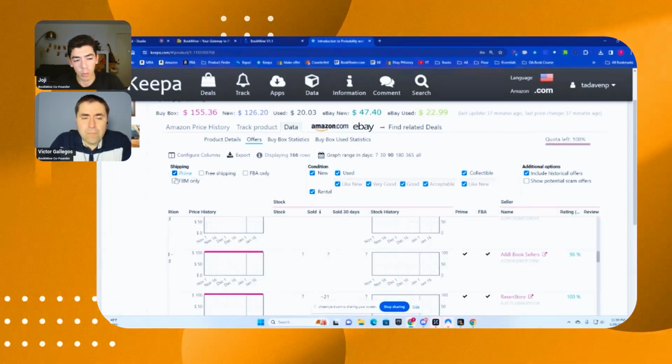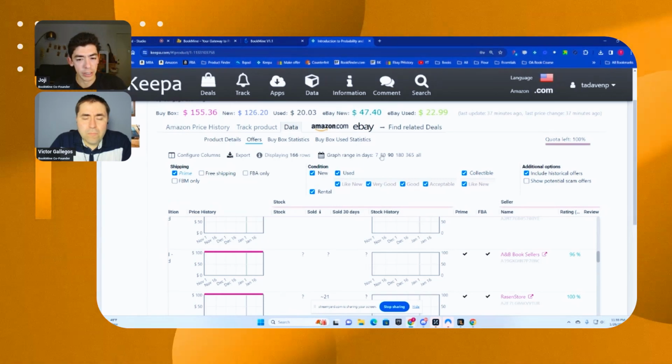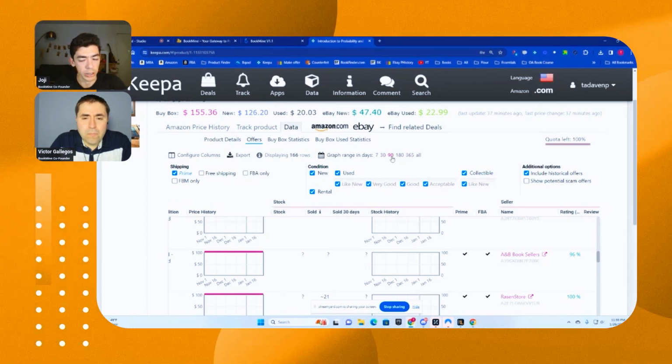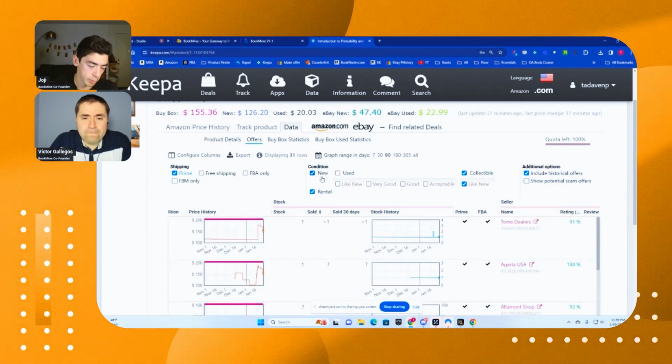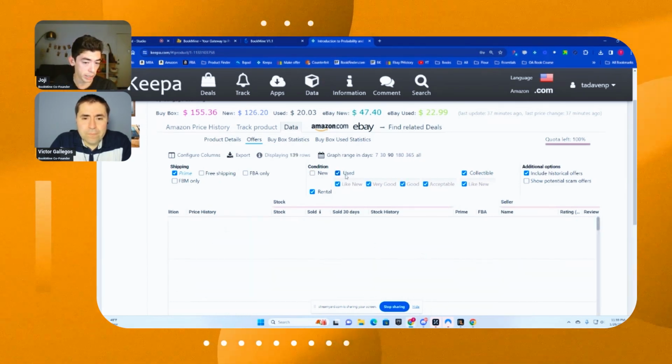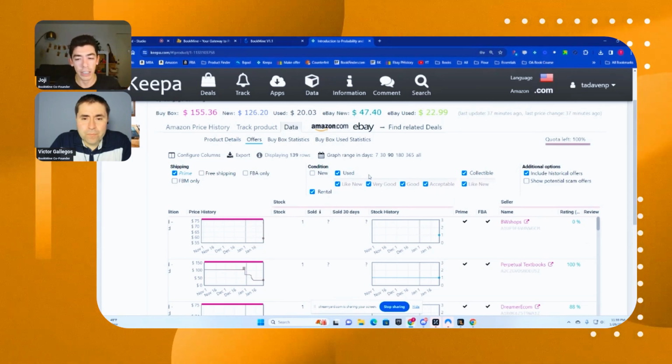Just be aware that whenever you change any of these, it's going to bring the snapshot of the Keepa graph back to your default, which in this case is 90 days. So then you still need to come back here and click 365. You might not want to be looking at new books. You might only want to be looking at used copies. So there's a lot of things to be looking at here.